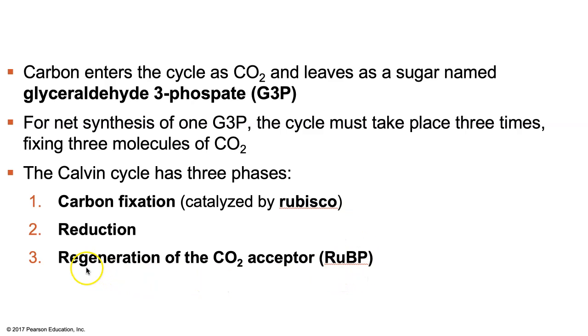So this is the part of the cycle where we are regenerating what we started with so that we can continue our cycle. Remember, we always want to track our reactants and our products. So for the Calvin cycle, what we're beginning with is carbon dioxide and ATP and NADPH. And what we are creating is a sugar called glyceraldehyde 3-phosphate, or G3P.